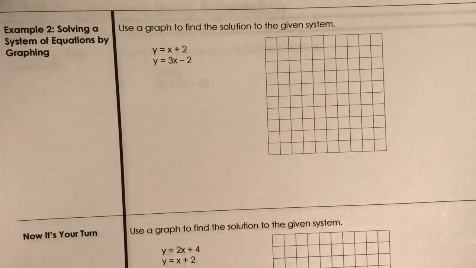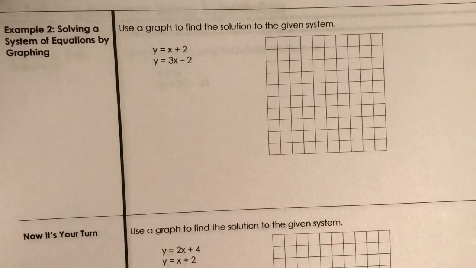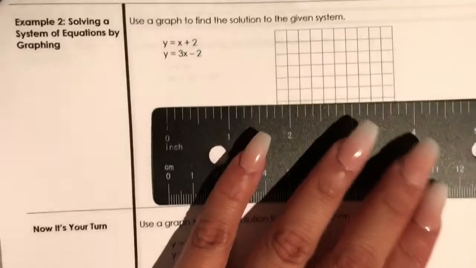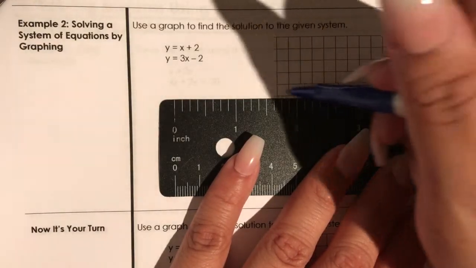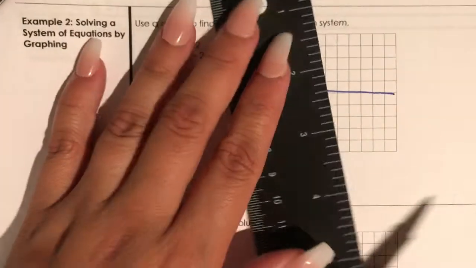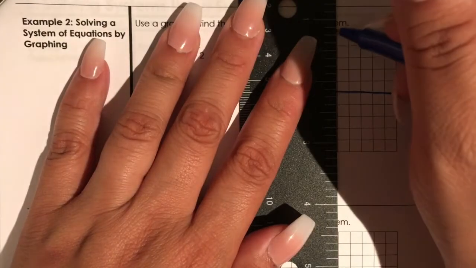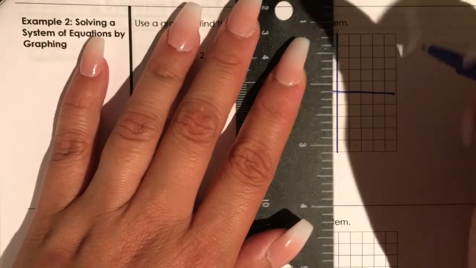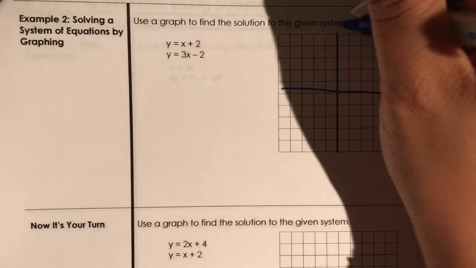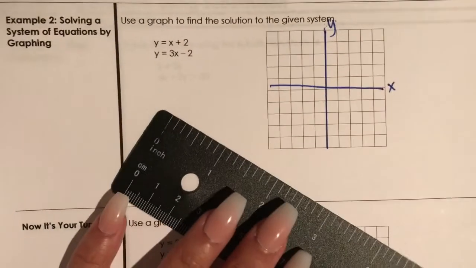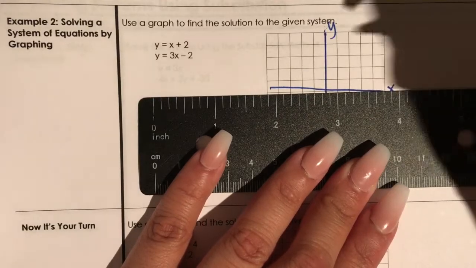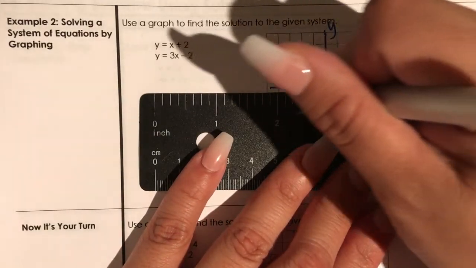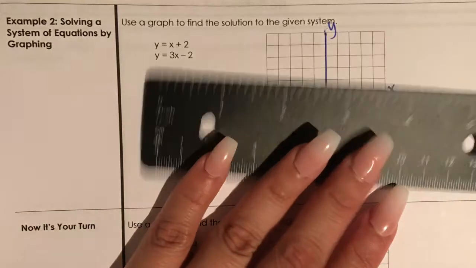Alright, we're going to be looking at solving systems of equations by graphing. We're going to go ahead and draw our graph, make our x and y axis. Oops. Well, it'll happen. This is my x-axis, this is my y-axis. Try to make that neater. You guys get it.